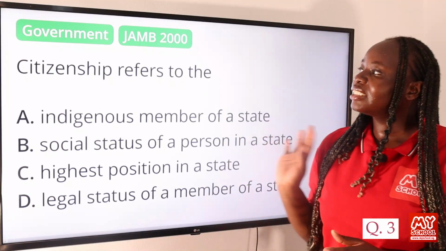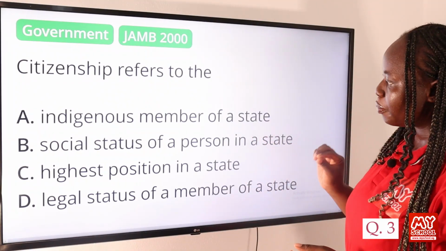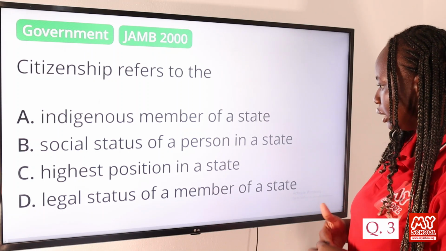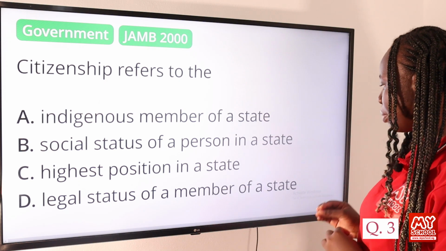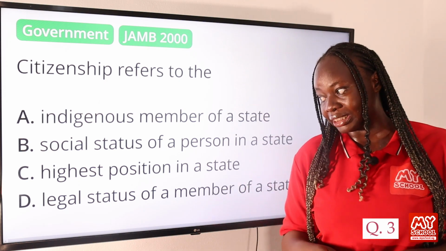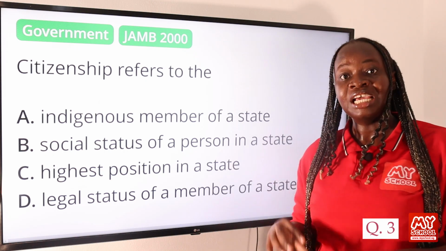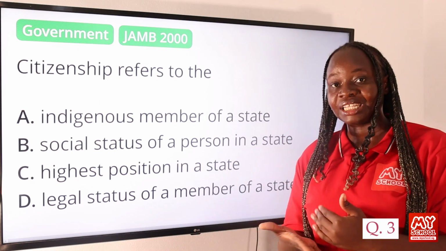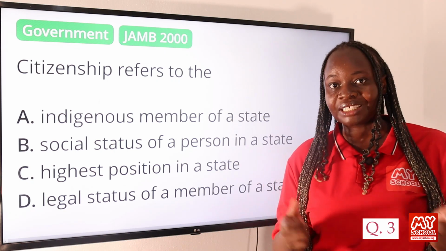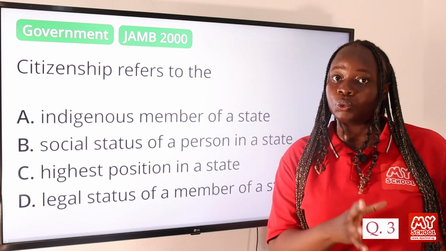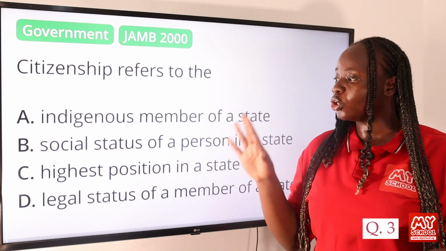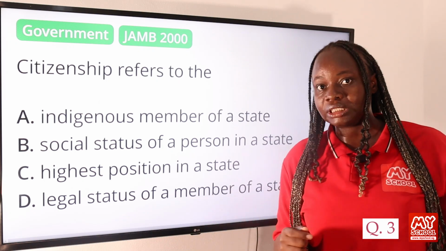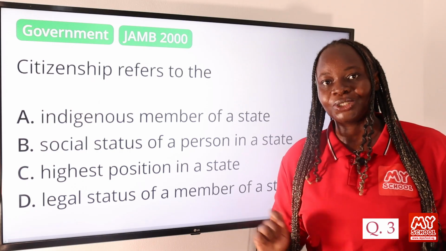Question 3. Citizenship refers to the A, indigenous member of a state, B, social status of a person in a state, C, highest position in a state, and D, legal status of a member of a state. So the answer to this question is option D. The legal status of a member of a state is what is referred to as citizenship. So in order for you to become a citizen of a country, you have to adhere to certain stipulations within the constitution of that country. So the fact that it is stipulated within the constitution makes it legal, right? So in order for you to be a citizen, you have to have a legal status as it is stipulated within the constitution. So our answer to this question is option D.